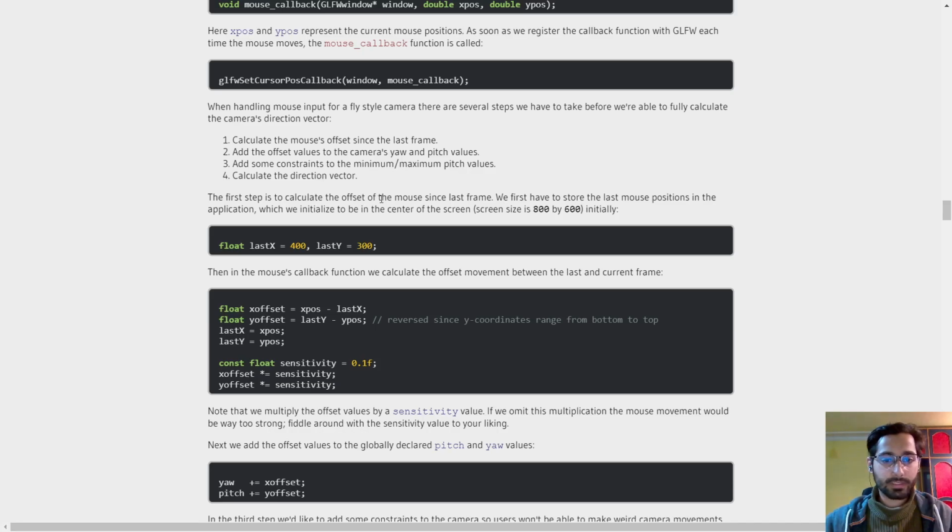When handling mouse input for a fly-style camera, the first thing we need to do is calculate the mouse's offset since the last frame, add the offset values to the camera's yaw and pitch values, add some constraints to the minimum and maximum pitch values, and finally calculate the direction vector. The first step is to calculate the offset of the mouse since the last frame. We first have to store the last mouse position in the application, which we initialize to be in the center of the screen. So if it's 800 by 600, it will just be 400 by 300.